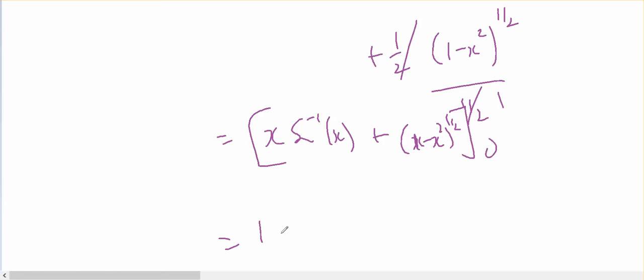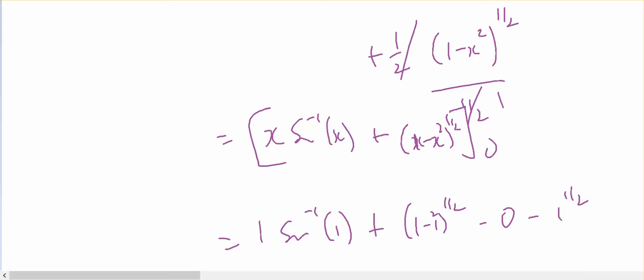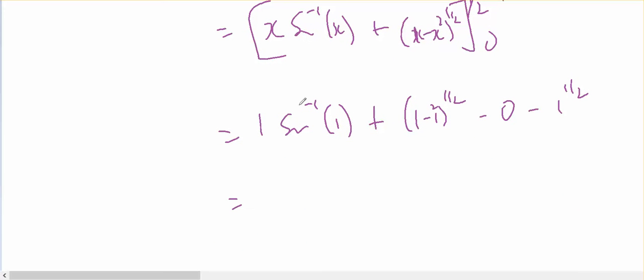Subbing in the 1, I've got 1 times the inverse sine of 1 plus 1 minus 1 squared to the half, minus 0 minus 1 to the half. Inverse sine of 1 is going to be pi on 2. That gives me pi on 2, that's 0, minus 1.